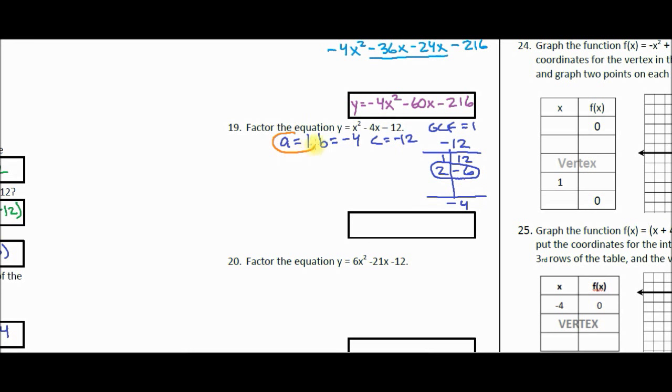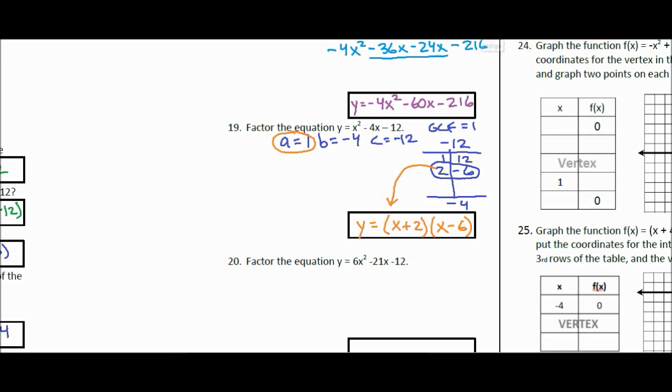Class, here's the good news for this one. Our A value is equal to 1. That means we can write the shortcut. Our factor form is just y equals (x plus 2) times (x minus 6). That 2 and that -6 came right from our combination in our table. Alright, so that's 19. Let's go to number 20.